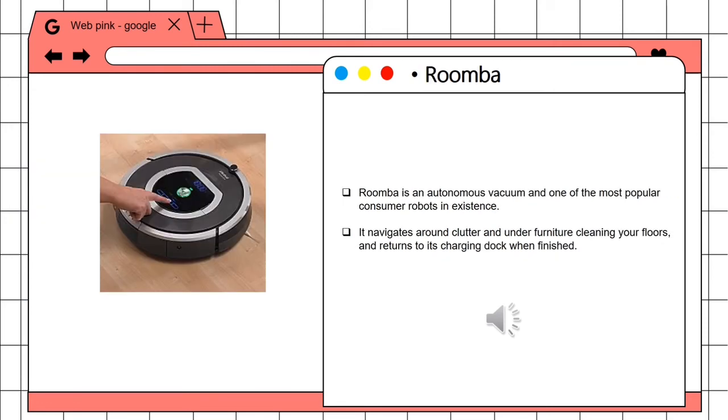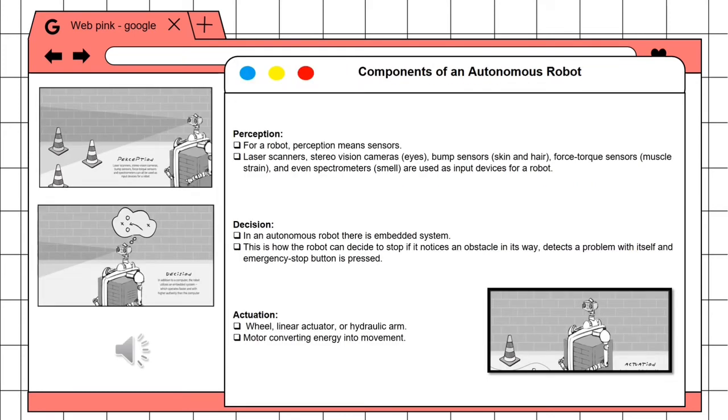Roomba is an autonomous vacuum and the most popular consumer robot in existence. It navigates around clutter and under furniture to clean your floor and returns to its charging dock when finished. The key components of autonomous action include three key concepts. The first is perception, the second is decision, and the third is actuation.